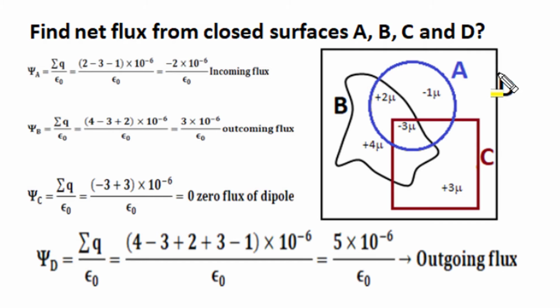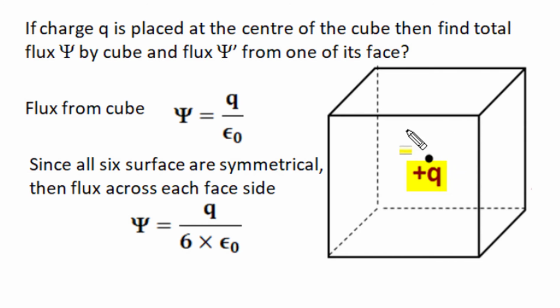In the end, when we consider this black cube D, it encloses all 5 charges: plus 4 microcoulomb, minus 3 microcoulomb, plus 2 microcoulomb, plus 3 microcoulomb, and minus 1 microcoulomb. The sum of all charges in this cube is 5 microcoulomb, and the enclosed charge divided by the permittivity of air becomes the total outgoing flux, which is positive, or outgoing, in nature.